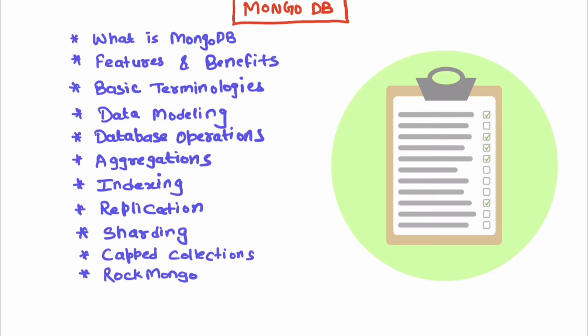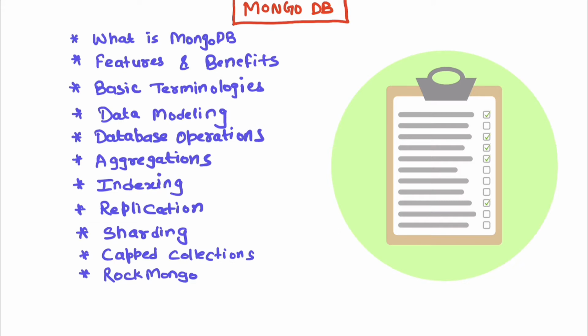In this video we will learn about MongoDB. And here is the agenda. We will discuss what is MongoDB. Then we will talk about what are the features and benefits. We'll learn about the basic terminologies which we will refer in this tutorial. Then we will discuss how you can model your data in MongoDB. Then we will discuss some basic database operations, like what all you can do in MongoDB and what all you cannot do. We'll talk about aggregations, indexing, replication, sharding, capped collections, and RockMongo.